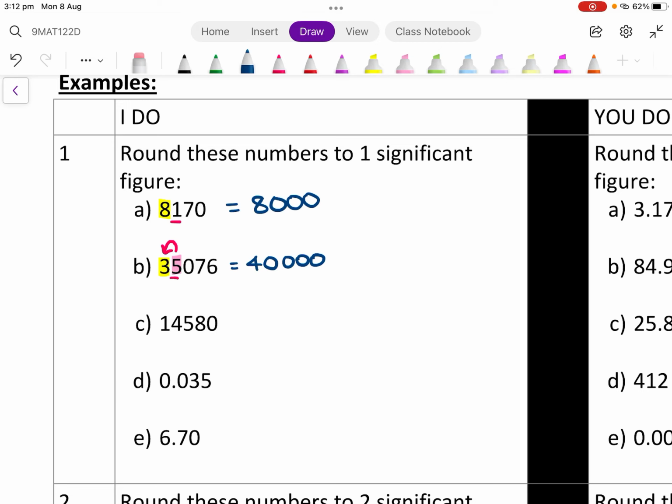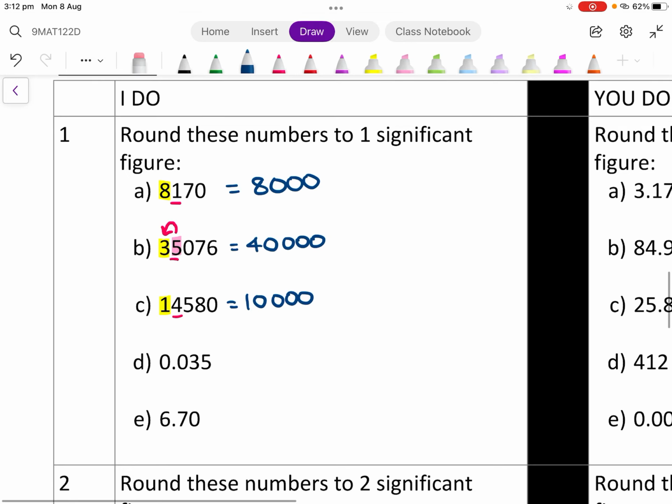For C, we have 14,580. We have to look at our first non-zero digit, which is the 1, and then the digit behind it is a 4. Now, because 4 is less than 5, we do not round up, we round down, so our answer will just be 1, and then all the other digits become zeros to get our answer of 10,000.